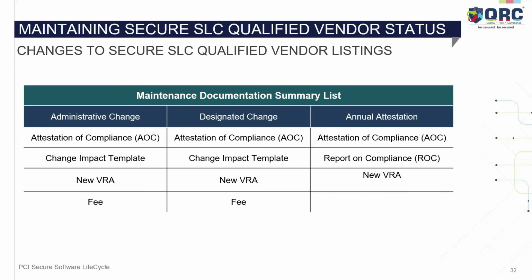In case of an administrative change, they are supposed to prepare the AOC, the updated AOC as in the change impact template, and a new VRA, vendor release agreement, and a fee will be applicable for any administrative changes. In case of any designated change, again the AOC, change impact template, new vendor release agreement, and fee. In case of annual attestation, it's just the AOC, the ROC, and the new vendor release agreement. So these are the documents which vendors are supposed to share with the program manager in case of any changes to the Secure SLC qualified listing.